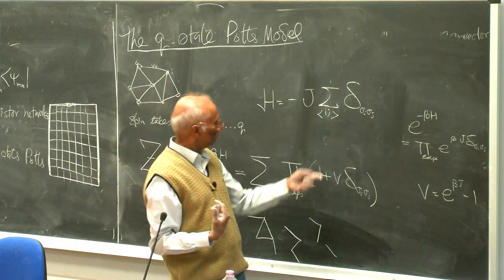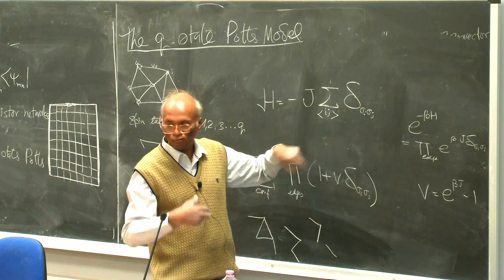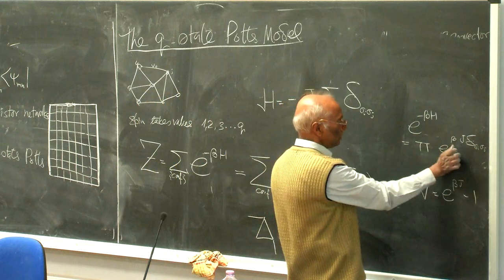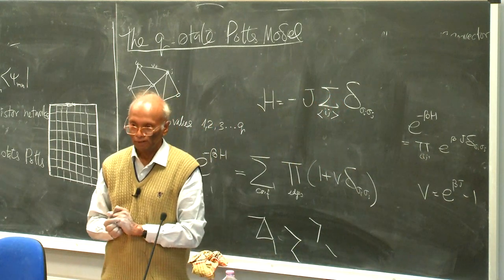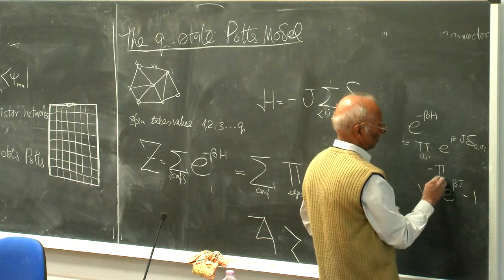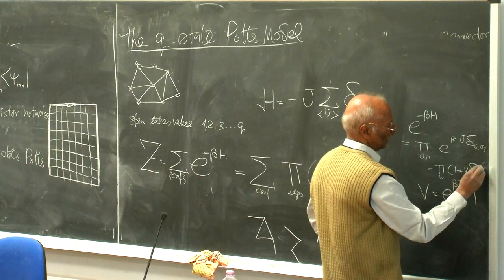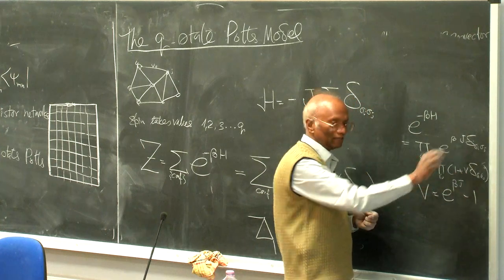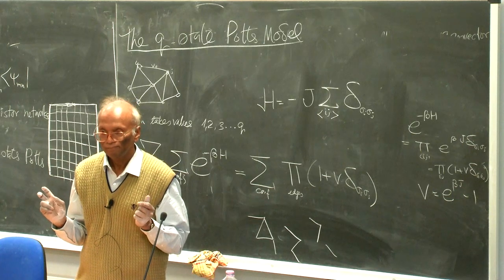Because the Hamiltonian was a sum over terms, I can write it as a product over ij of e to the power beta J_ij. Then this thing can be written as a product over ij of 1 plus v delta(sigma_i, sigma_j). Because either sigma_i equals sigma_j or not, I adjust this value of v so that it gives the correct answer for both choices. Okay? That's right. About graphs.